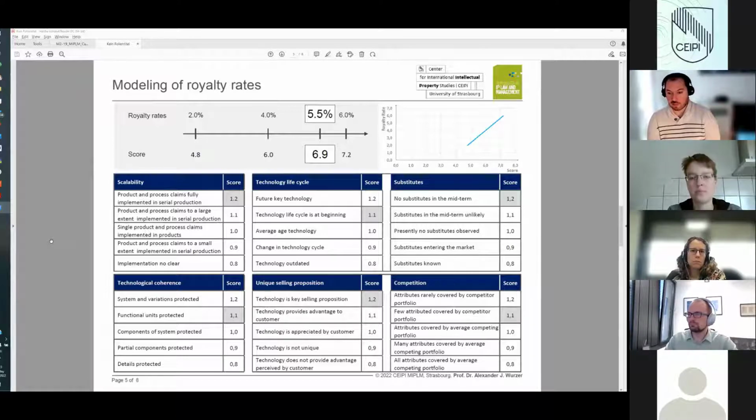And there is certainly competition in the market, but no one who has something as relevant as we do. So very few competitors actually have something comparable. So we attribute a high score of 1.1. And that brings us to a total score, if we add all these numbers, of 6.9, which corresponds to a rounded royalty rate of 5.5%.